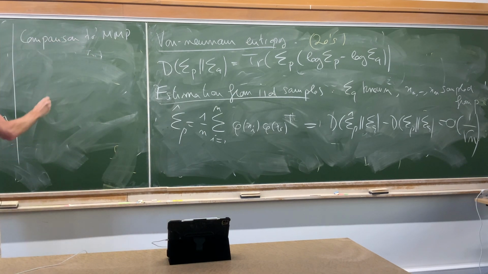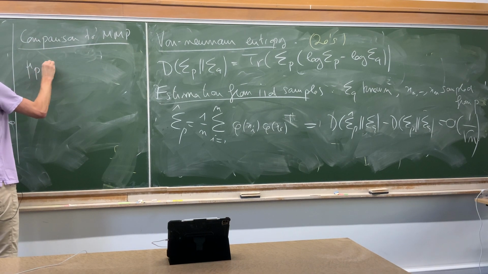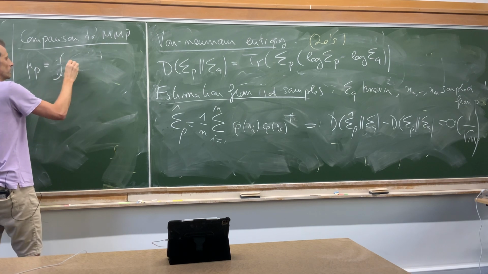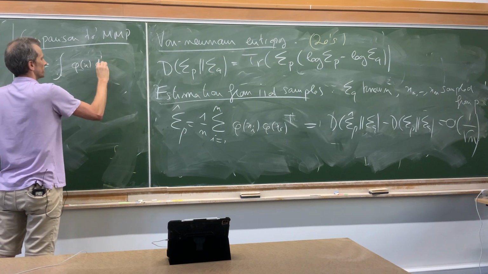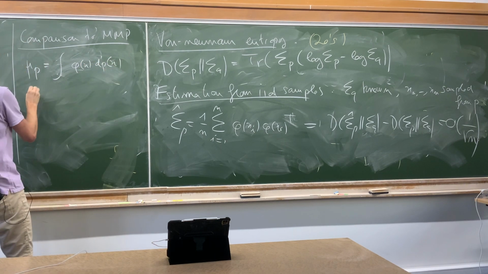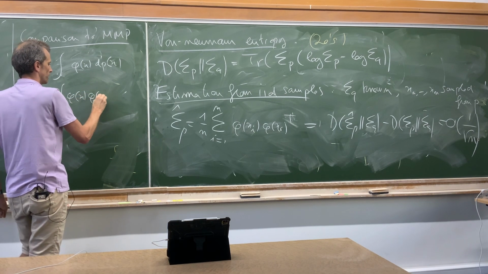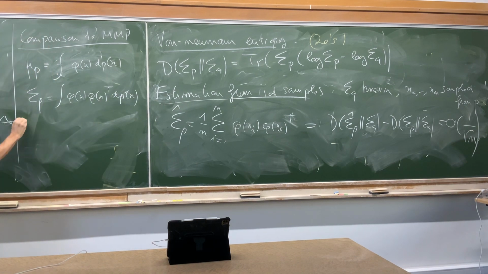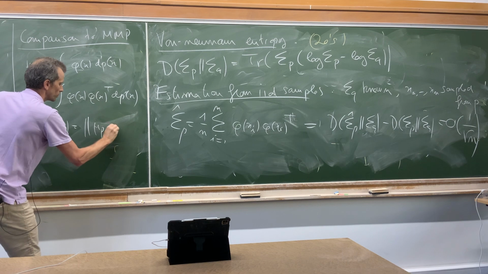But I want to compare to MMD, which you're probably aware of. What is MMD? You define mu p as the integral of phi of x dp(x). And remember that sigma p was the integral of phi of x phi of x transpose dp(x). And MMD between p and q is just the norm between mu p and mu q.